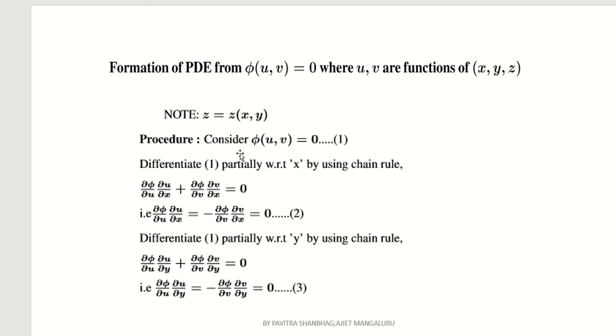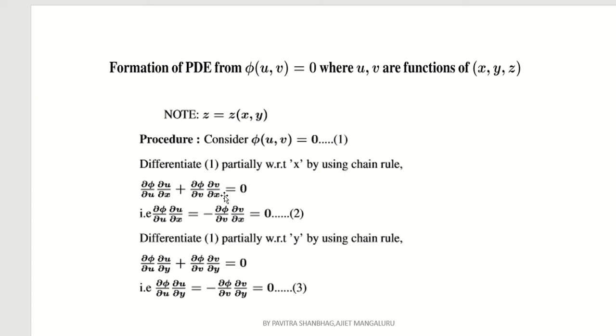Now, differentiate the same relation partially with respect to y by using the chain rule. So what will we get? Because phi is a function of u, v, and u, v are functions of y, dou phi by dou u into dou u by dou y, plus dou phi by dou v into dou v by dou y equal to 0, or dou phi by dou u into dou u by dou y equals minus dou phi by dou v into dou v by dou y. Call it equation 3.